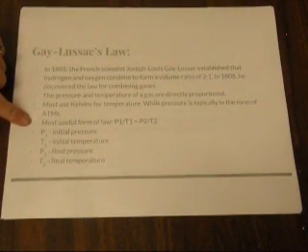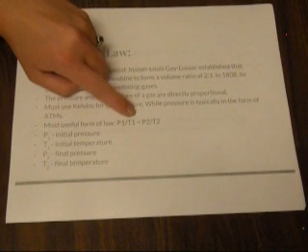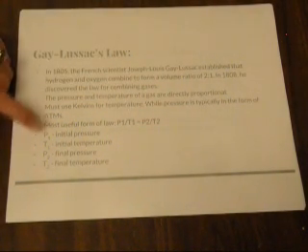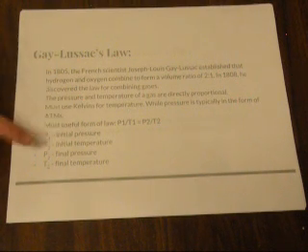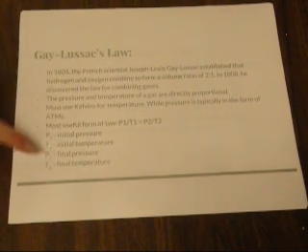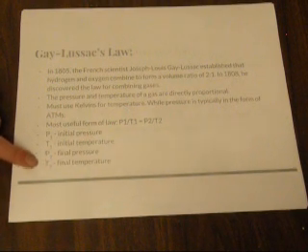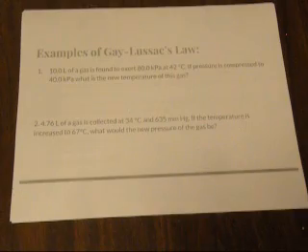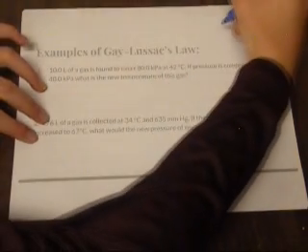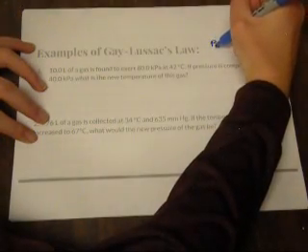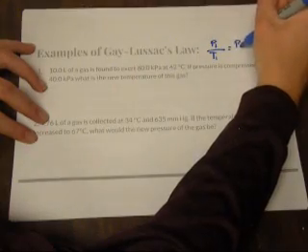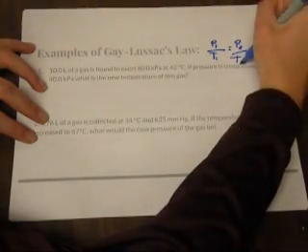The most useful form of the law is P1 over T1 equals P2 over T2. So the initial pressure is P1 and the initial temperature is T1. The final pressure is P2 and the final temperature is T2. Here are some examples of the law. So first we are going to write these laws. So remember that it is P1 over T1 equals P2 over T2.